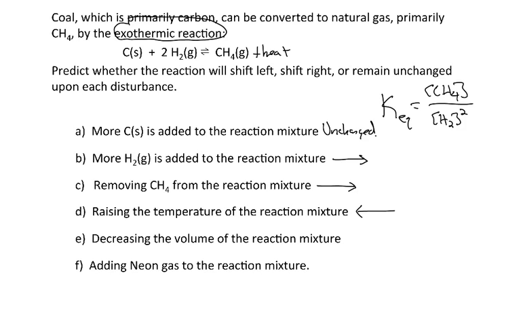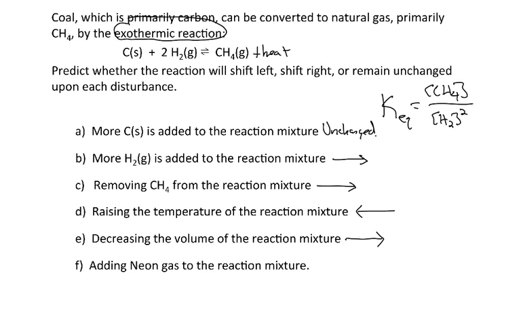All right, then they ask what happens if I decrease the volume of the reaction mixture. When I decrease the volume, I'm increasing the pressure. To relieve the strain on the system, the reaction is going to shift to the side that has the least moles of gas. In this problem, I have 2 moles of gas on the reactant side versus just 1 mole of gas on the product side. So decreasing the volume, or increasing the pressure, is going to shift the reaction to the right, the side that has the least moles of gas.